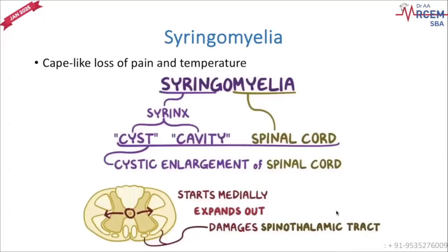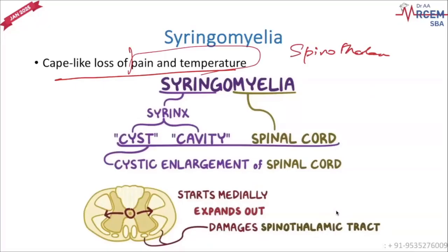Syringomyelia usually causes cape-like loss of pain and temperature. Pain and temperature, we already know that it is carried by the spinothalamic tract. So the bilateral spinothalamic tracts are involved. That is, left side as well as the right side spinothalamic tracts are involved. So what happens here? What is syringo? Syringo means a cystic cavity. This is a cystic cavity which is enlarging, and this cystic cavity which enlarges specially causes compression over the spinothalamic tract. So bilateral loss of pain and temperature is the classical presentation of syringomyelia.